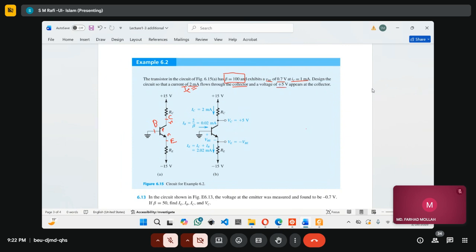And it also says a voltage of plus 5 volt appears at the collector. That means the collector voltage is also given as 5 volt. Do you understand the question? Then we'll see how to solve the question. From the circuit, what is the base voltage? The base is connected to ground.